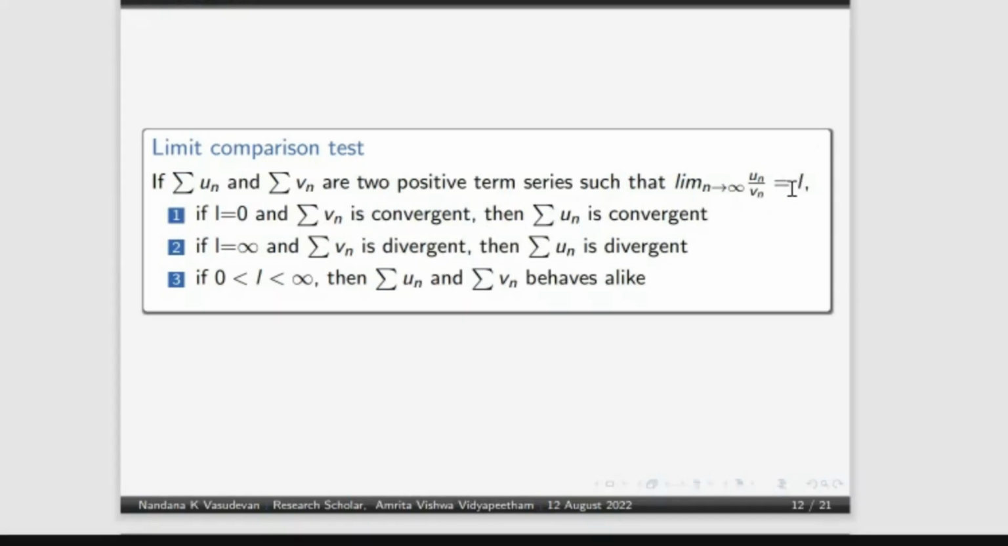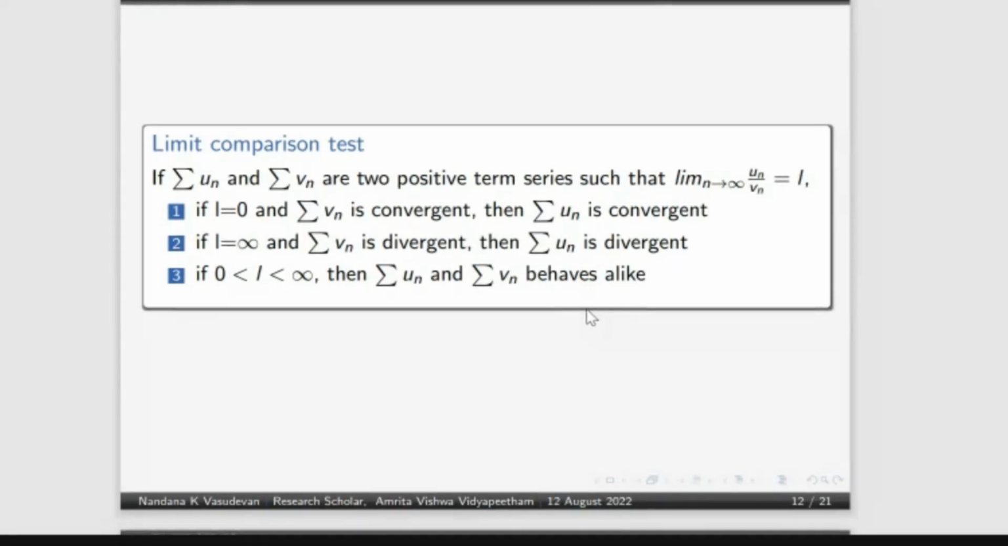So if L equals 0 and series Vn is convergent, then series Un, which is placed in the numerator, is convergent. Secondly, if L is infinity and series Vn is divergent, then series Un is divergent. And when it is a non-zero finite limit, both series Un and Vn behave alike. That means if series Vn is convergent, then series Un is also convergent, and if series Vn is divergent, series Un is also divergent. That is what behaves alike means.